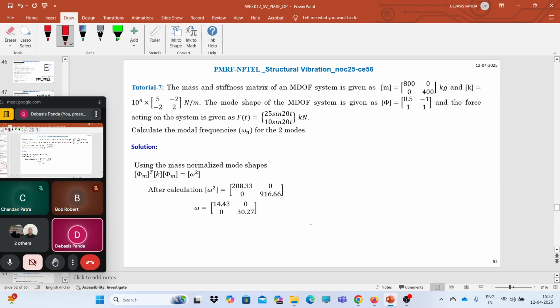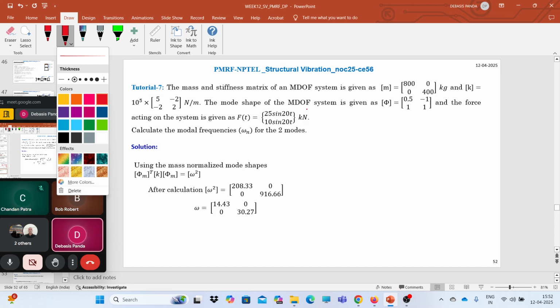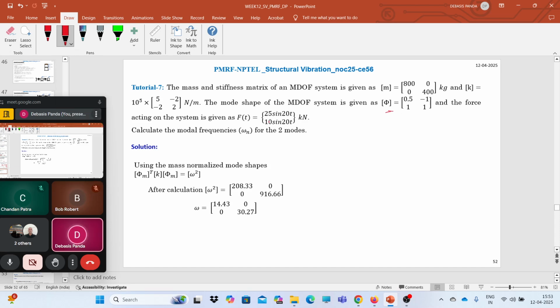Now, continuation of this problem. Here, the mass and stiffness matrix of a MDOF system is given. Again, the mode shape matrix is also given and the force is also given. Calculate the modal frequencies for the two modes. Look at this equation. A few minutes back, I told you that phi n transpose K phi n ultimately leads you to omega n square, if this phi is the mass normalized mode shape.